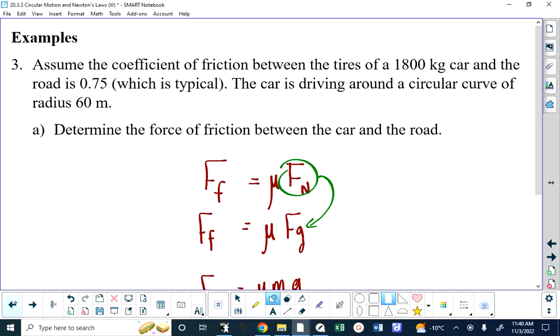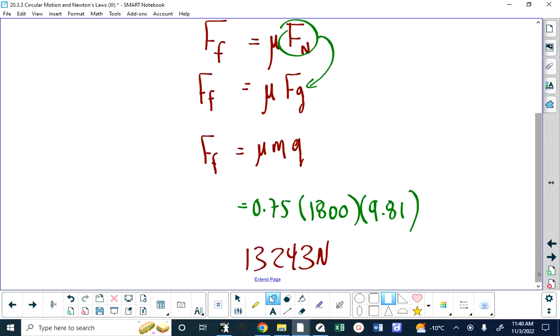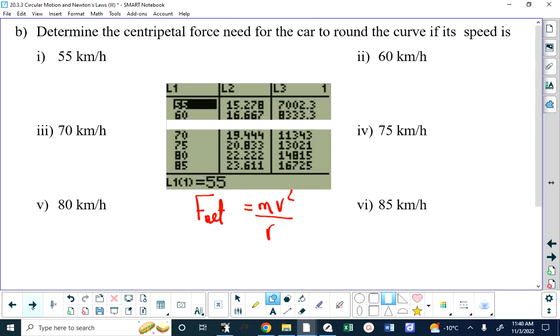Just take a look at your answer to 3A. The force of friction between the car and the road is 13,243 newtons. And that force of friction is the force that causes the circular motion. 13,200. Is that enough to cause the car to safely go around the track at 55? Yes, because the only thing that's required at 55 kilometers per hour is 7,000 newtons. You can go around the curve very easily because the force of friction is more than enough to cause that motion.